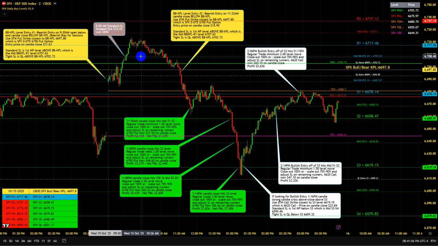At this point, though, as I mentioned earlier, we had an open way below the bull bear key price level. We had containment below, so this wasn't like a very long wick above that just happened to close below. We had containment here, and it also closed below.